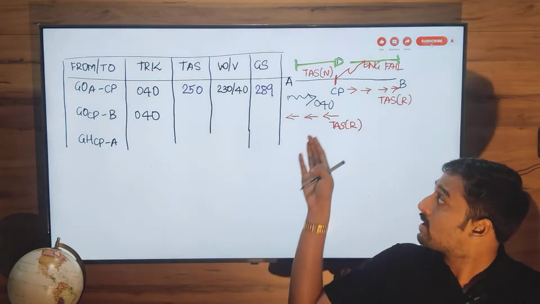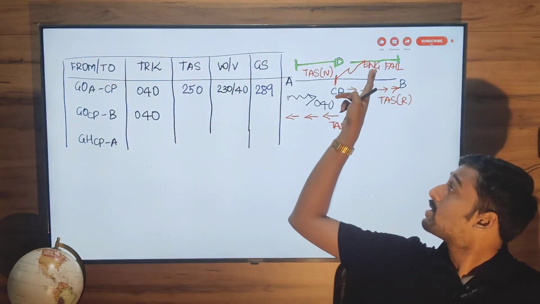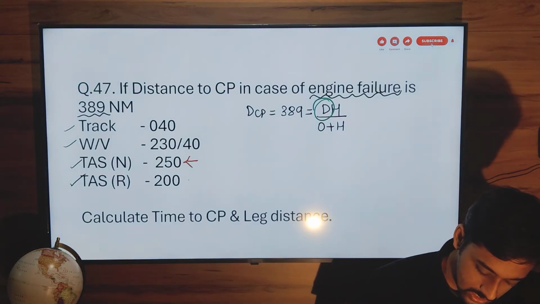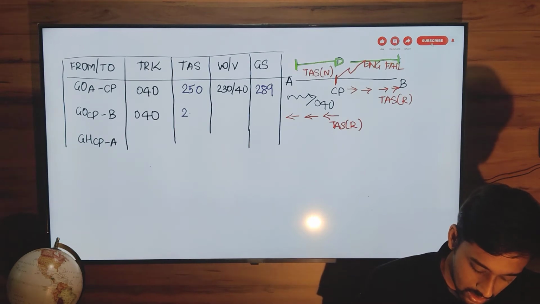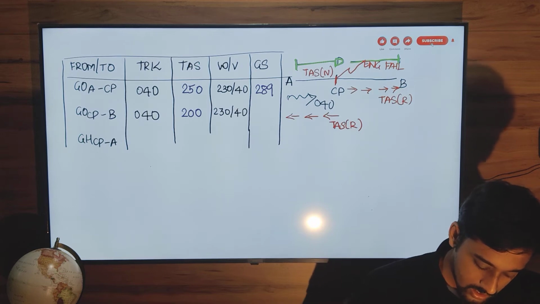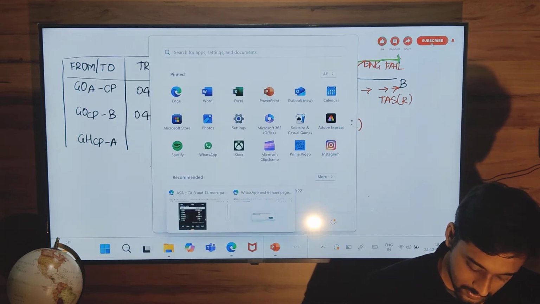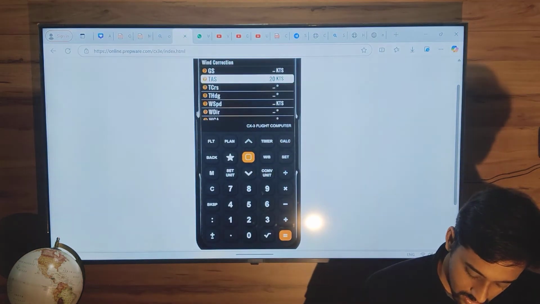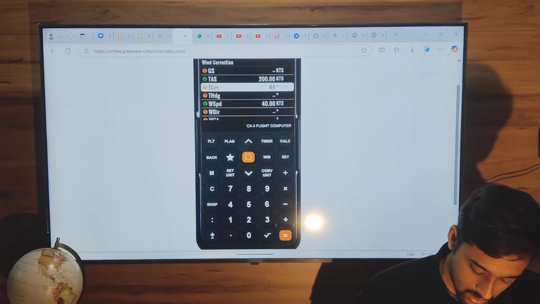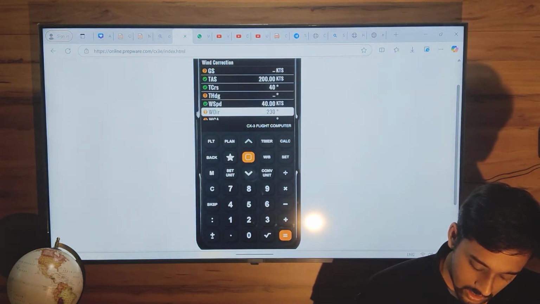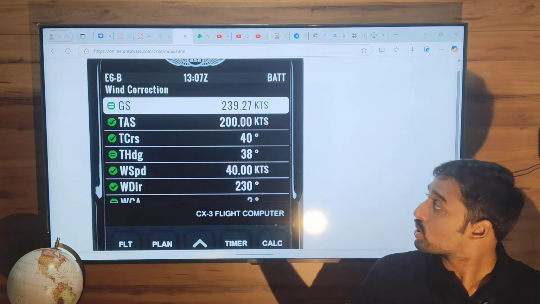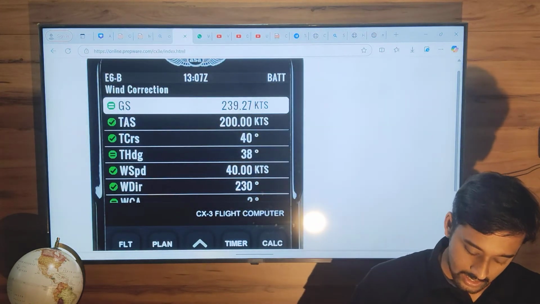Now when you go from CP to B, you will be flying at reduced TAS. So now the true airspeed that you will use is 200. Wind velocity same, 230 at 40. So now ground speed will be, TAS will be 200, course is 040, wind speed is 40, and wind direction 230. So currently your ground speed will be 239.2. So 239 knots.